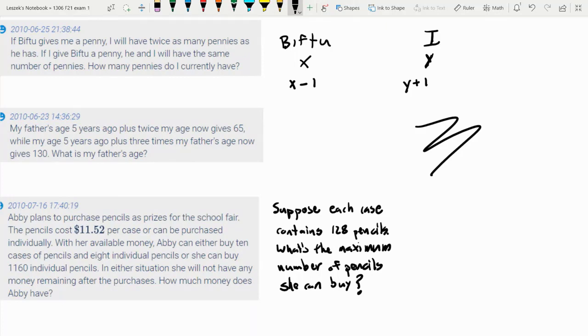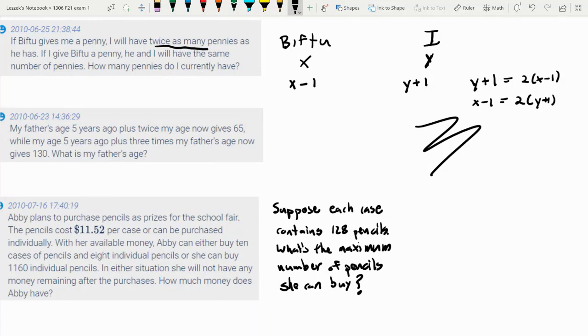I have twice as many pennies. So should we write y plus 1 is equal to 2 times x minus 1? Or is the correct expression x minus 1 is equal to 2 times y plus 1? Which one is the correct expression?